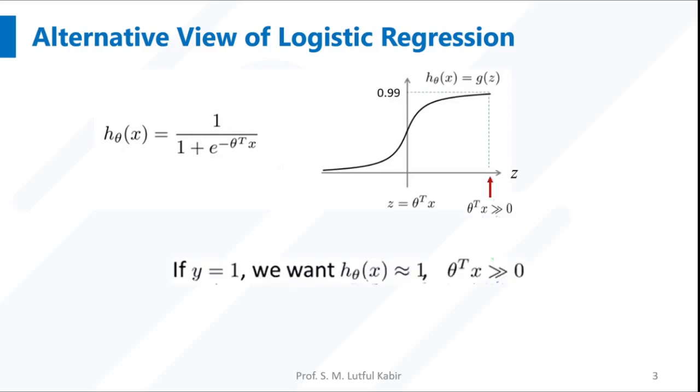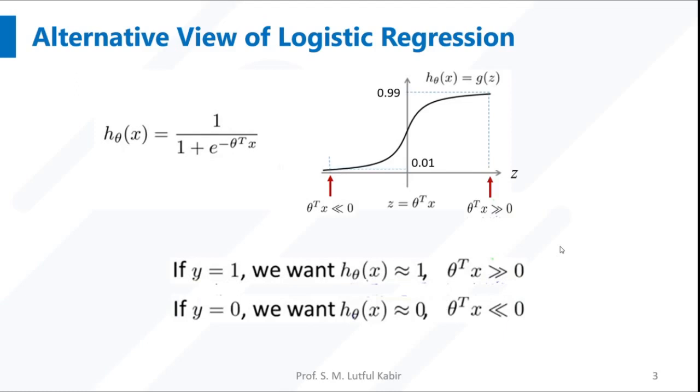We want h theta x to be equal to 1 when theta transpose x is very large, that means much greater than 0, when y is equal to 1. When the output is 1, our objective is to make theta in such a way that theta transpose x is much larger than 0, and at that level the output is close to 1. And when y is equal to 0, we want h theta x to be equal to 0, because at a high negative value of theta transpose x, h of x becomes 0. So this is what we discussed so far in our lecture on logistic regression.